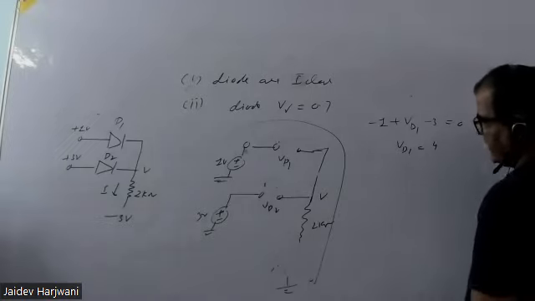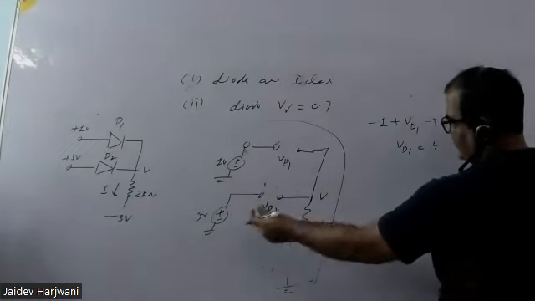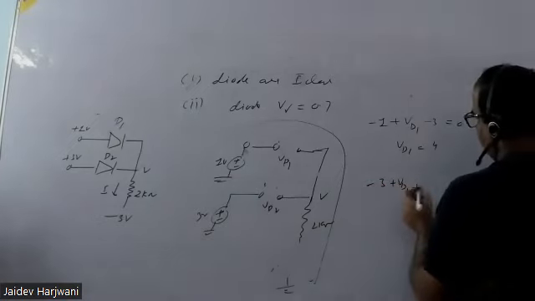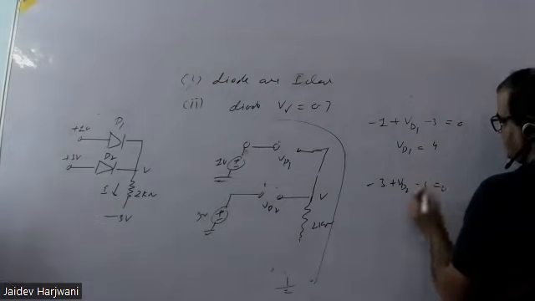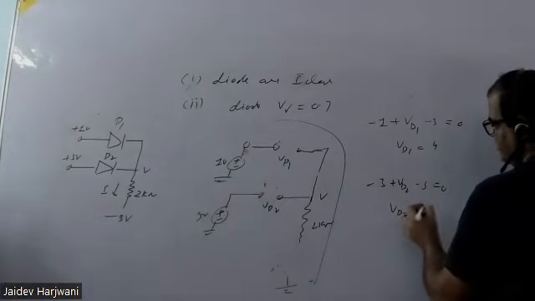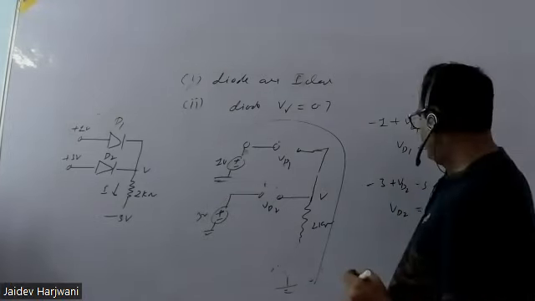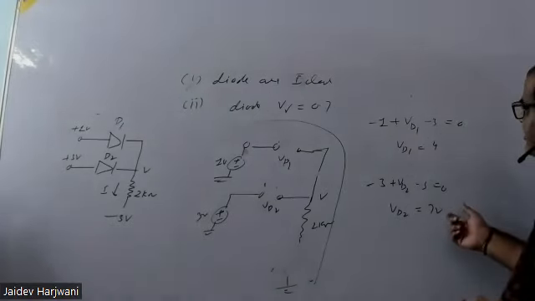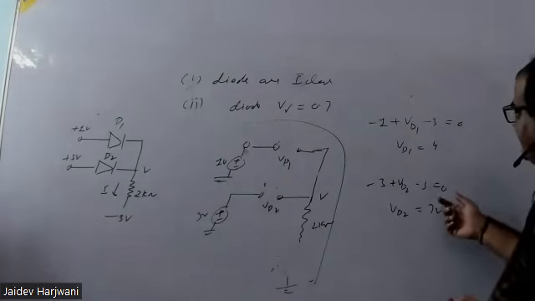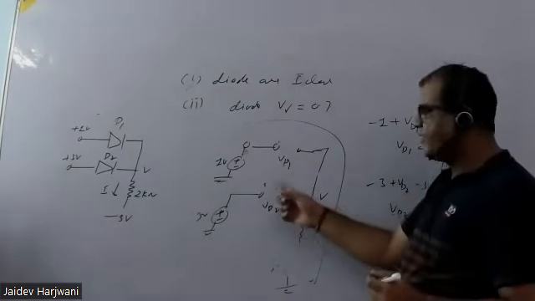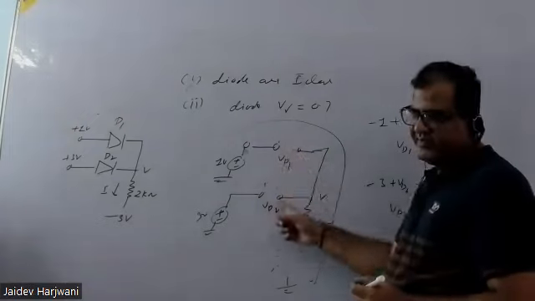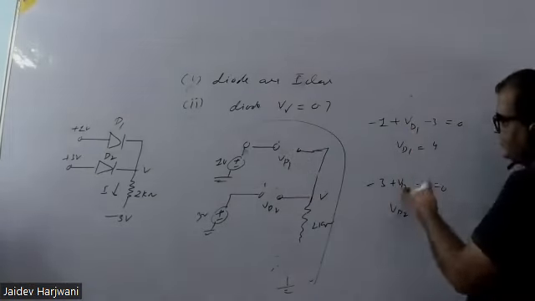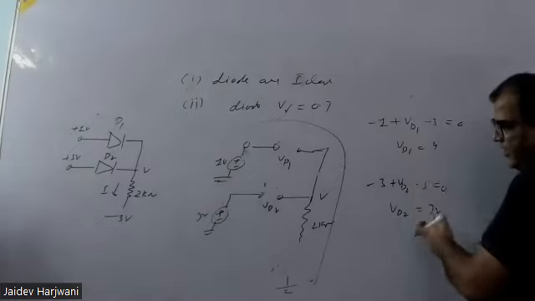Similarly, if I go here, this gives me VD2 minus 3 plus VD2 minus 3 equals to zero, so VD2 equals 7 volt. So that assumption is wrong. If I say they are both open, I'm getting positive voltage across these two diodes, so they cannot be open.